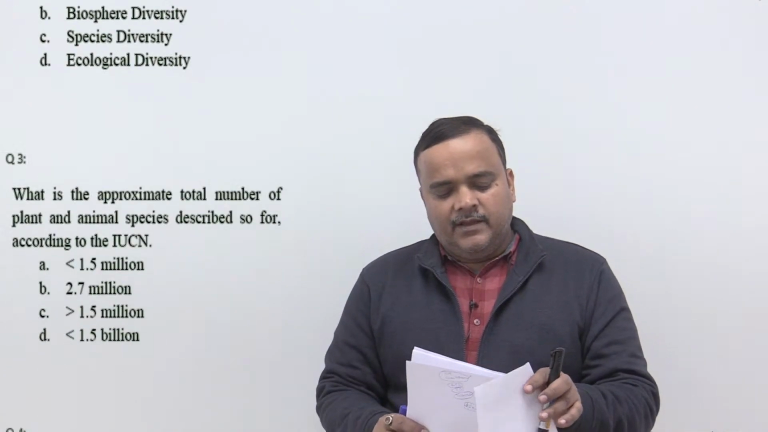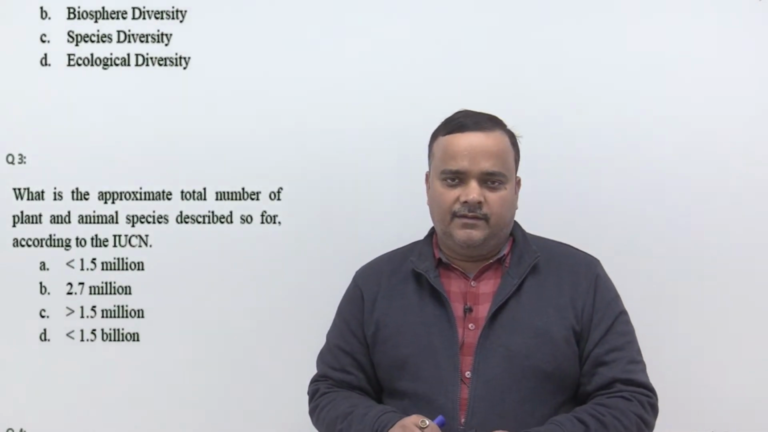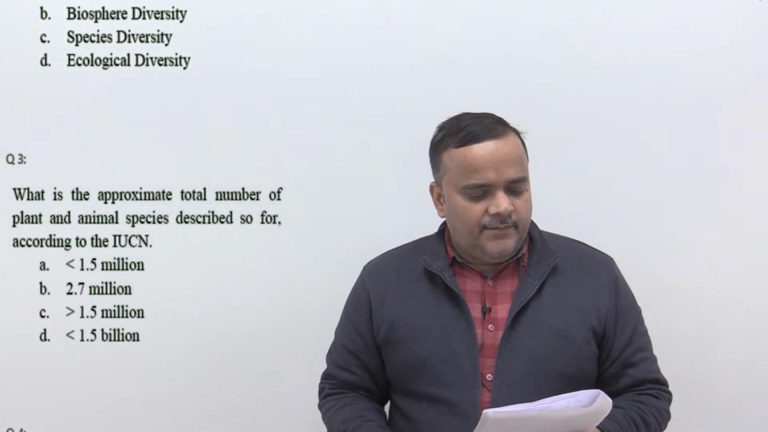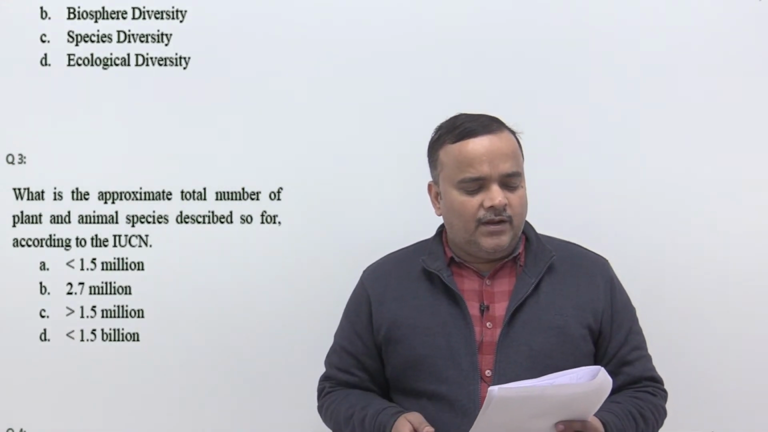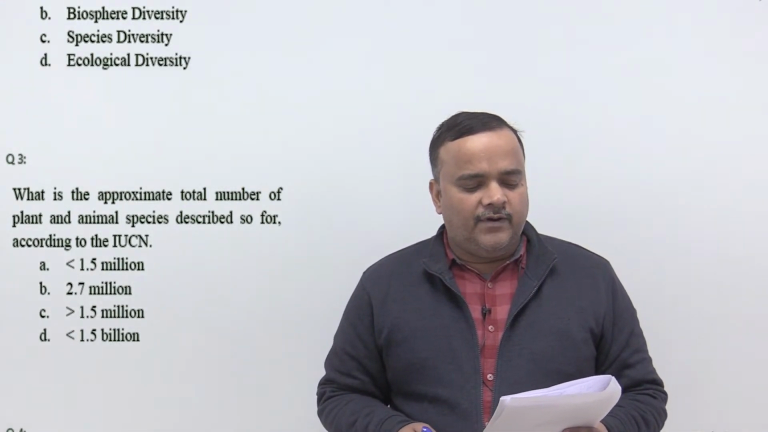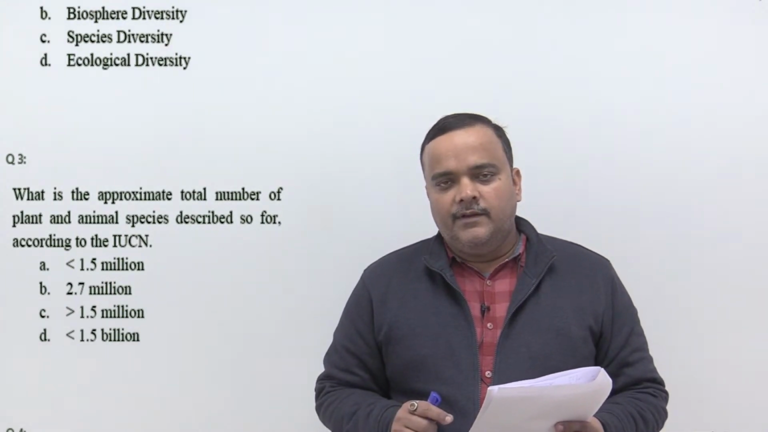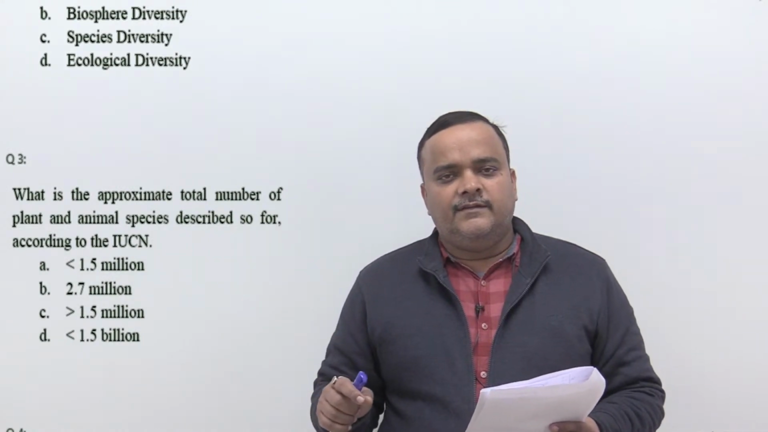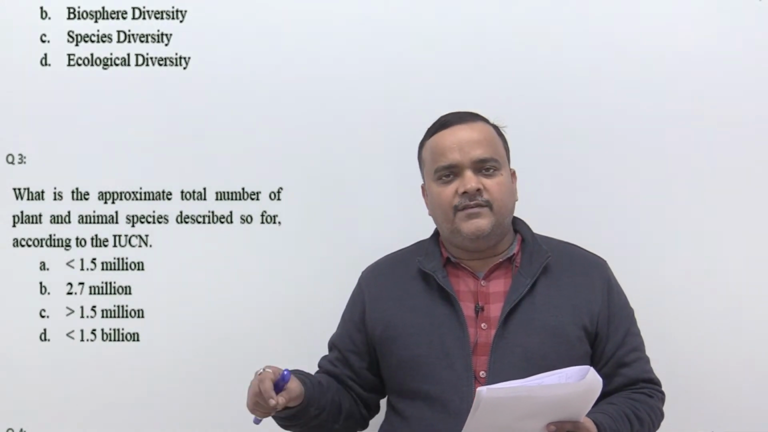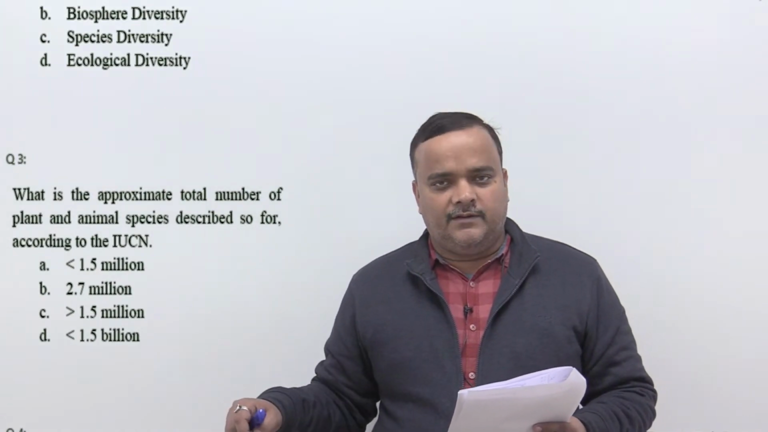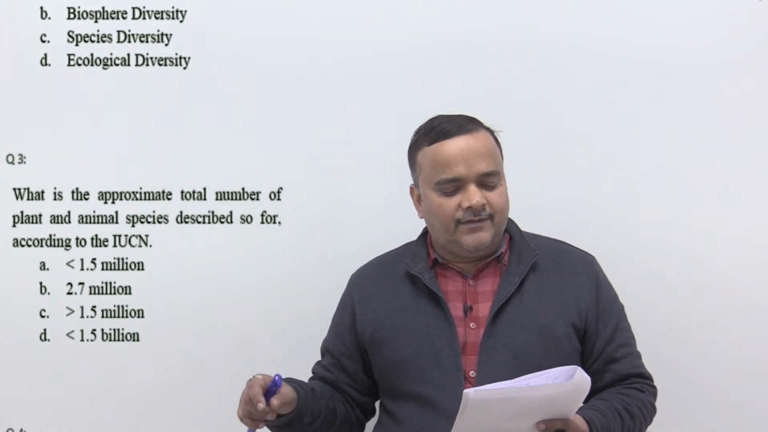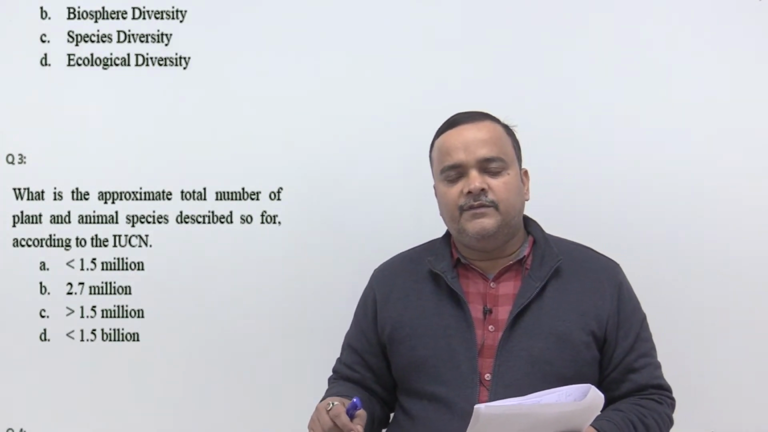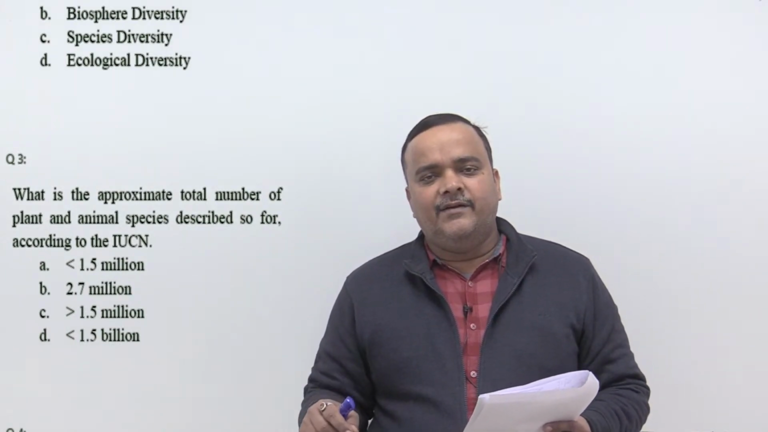Now, next. This question has a certain amount of ambiguity as per NCERT. So first understand this question, then I will let you know what the ambiguity is. What is the approximate total number of plant and animal species described so far according to IUCN? Now, if you study this topic in chapter 1 of class 11th, it is 1.7 million. Now in biodiversity conservation, it is more than 1.5 million as per 2004 data. So answer will be C, more than 1.5 million is the number of species of plants and animals which are so far identified and named.